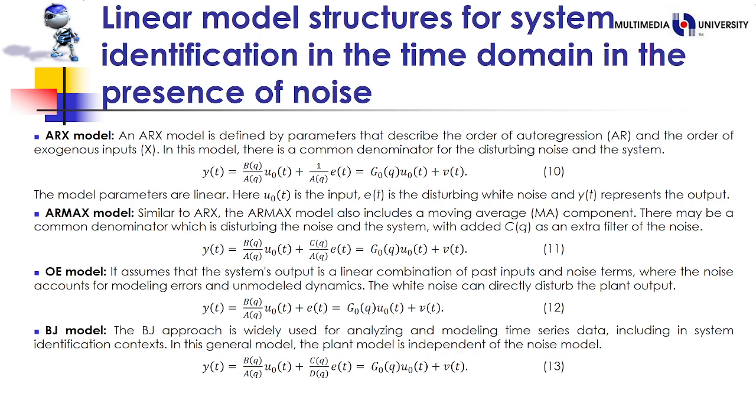There may be a common denominator which is distributing the noise and the system, with added C(q) as an extra filter of the noise. OE model assumes that the system's output is a linear combination of past input and noise terms. BJ model. The BJ approach is widely used for analyzing and modeling time series data, including in the system identification context. In this general model, the plant model is independent of the noise model.